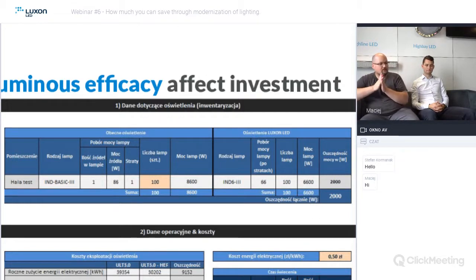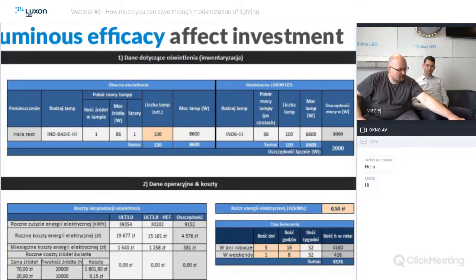So let's assume that somebody already had LED lighting that was used for a period of 5 years, the warranty ended, and the customer thinks what to do with it, either to upgrade it or leave it like it is. So I assumed that we are upgrading the existing installation with Industrial Basic to our latest Industrial 6.0 with higher efficacy. For simplicity, we use the same amount of lamps and we calculate only the cost of the lamps itself without the installation.